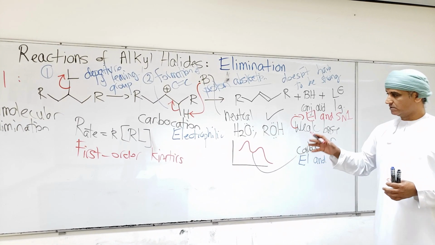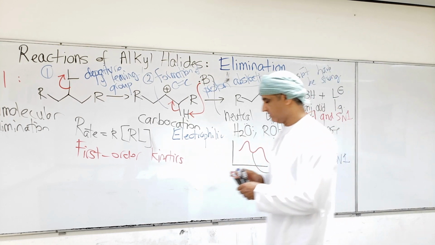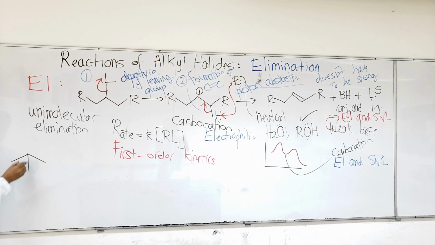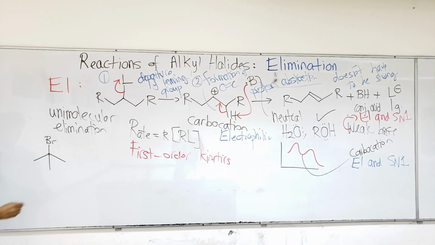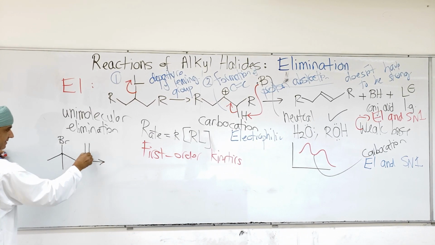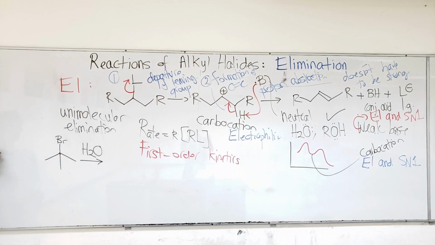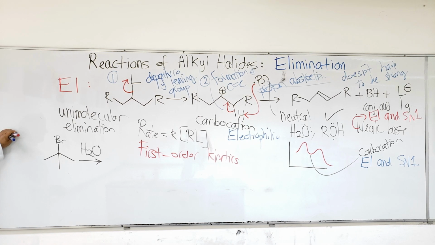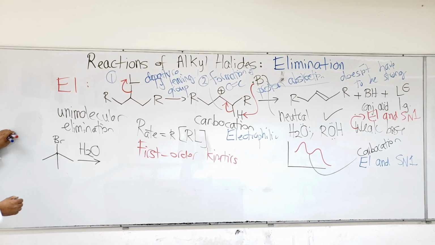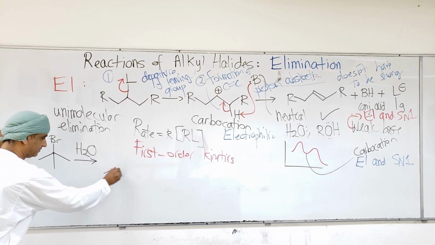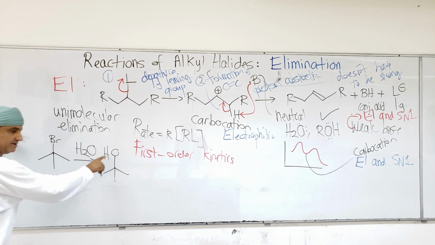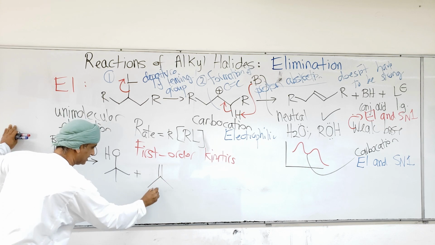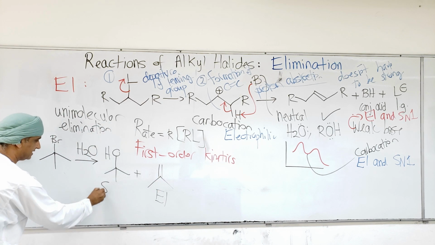So this is an example of that. Let me give you an example of what that means. If we have this alkyl bromide and we treat this with water, for example, the alkyl bromide can lead to an SN1 product and an E1 product. So this product could be obtained, which is the SN1 product, and also the E1 product, which is this one.